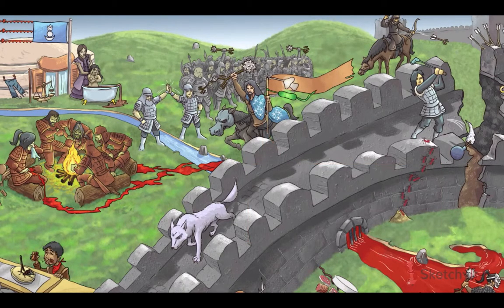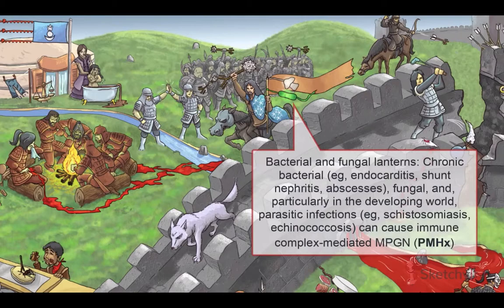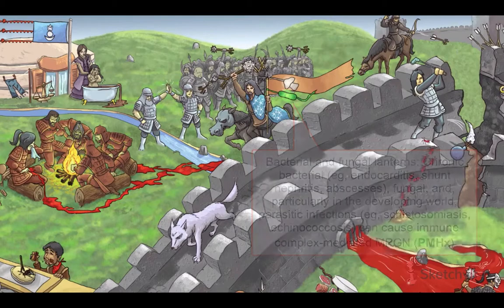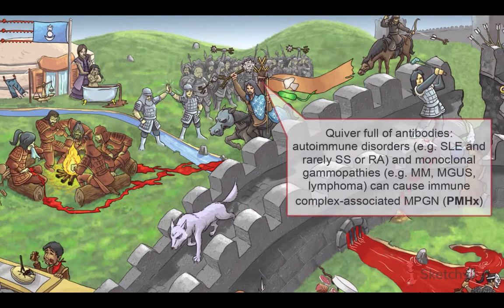Chronic bacterial, fungal, and particularly in the developing world, parasitic infections can cause immune complex mediated MPGN. Again, this is thought to be the result of immune complex deposition in the setting of chronic antigenemia. You know what? Let's add autoimmune disorders and monoclonal gammopathies to the list while we're at it.